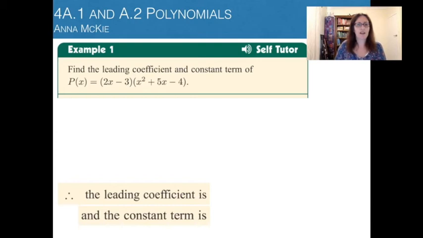Alright, two examples. Find the leading coefficient and constant term of this function p. Well, to be able to find that leading coefficient and constant term, it has to be in expanded form. We have to be able to see each of the terms. So let's expand this. So we have p of x is equal to, now I'm just going to expand this in a slightly different way to start with, but feel free to do it in your method.